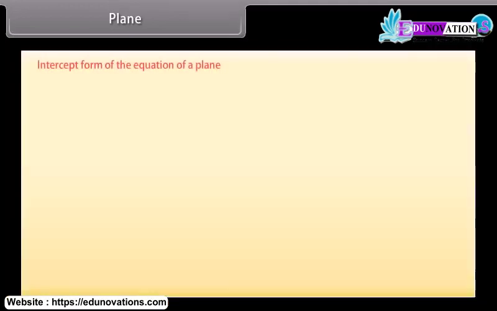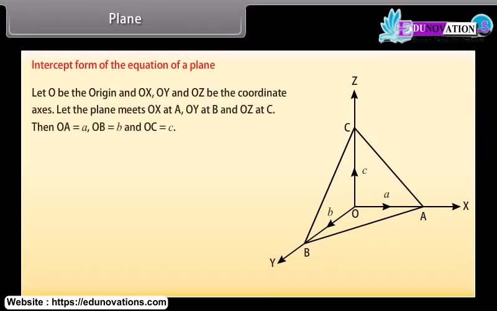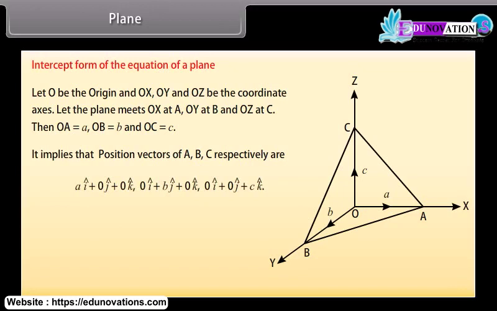Plane. Intercept form of the equation of a plane. Let O be the origin and OX, OY and OZ be the coordinate axes. Let the plane meet OX at A, OY at B and OZ at C. Then OA is equal to a, OB is equal to b, and OC is equal to c. It implies that position vectors of A, B, and C respectively are a cap i plus 0 cap j plus 0 cap k, 0 cap i plus b cap j plus 0 cap k, 0 cap i plus 0 cap j plus c cap k. It implies that the equation of the plane is x by a plus y by b plus z by c equals 1.